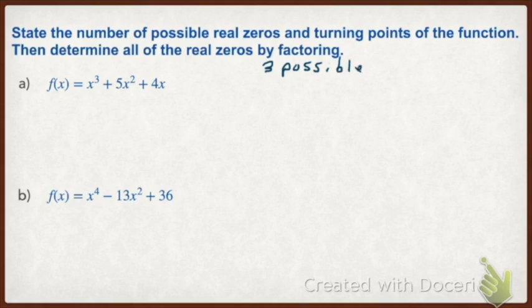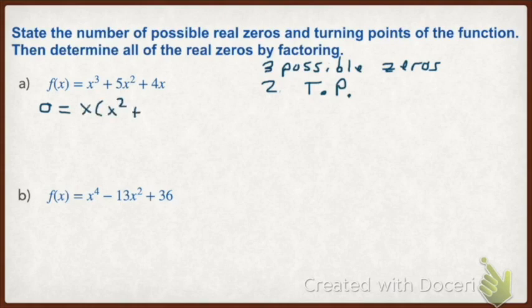And we have 3 minus 1 turning points. That means we have 2. I'm just going to use abbreviation today. We have 2 turning points. And now we're going to factor it to see what we actually have for zeros. So I'm going to set f of x equal to 0. I'm going to factor out an x. And then we have x squared plus 5x plus 4. And then we factor it. And we get x plus 4, x plus 1.